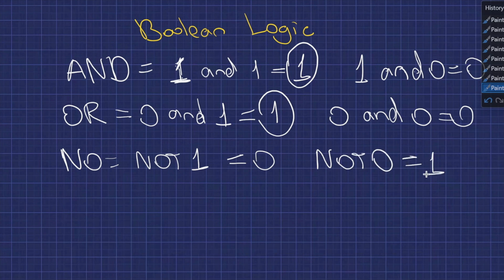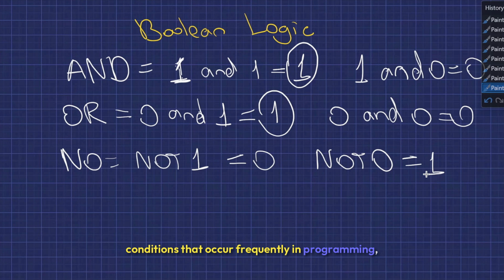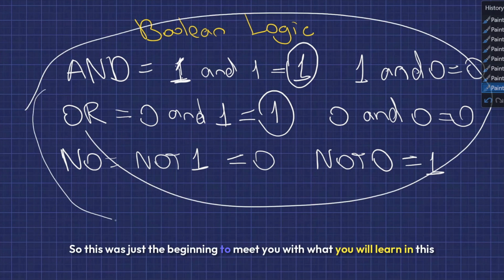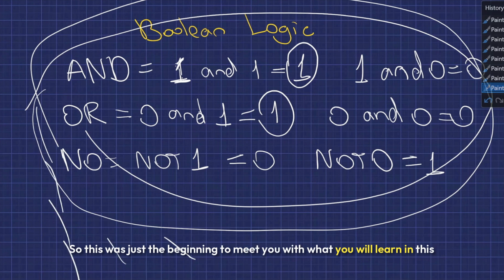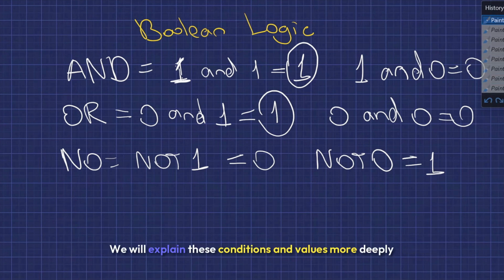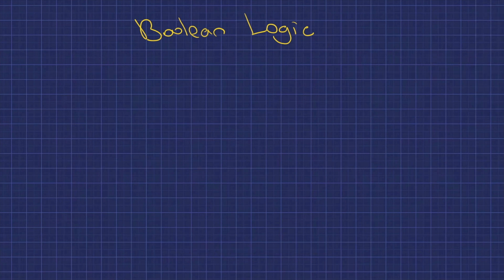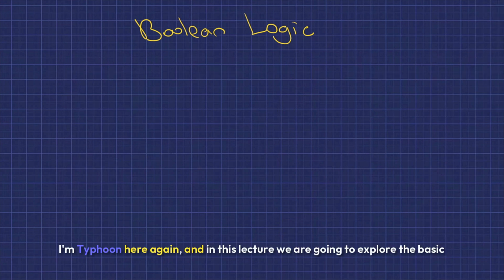1. Now, Boolean algebra provides a compact and efficient way to represent truth conditions that occur frequently in programming, hardware control, and logical automation. So this was just the beginning to meet you with what you will learn in this section of our course. We will explain these conditions and values more deeply and in detail in next lectures. So don't worry.